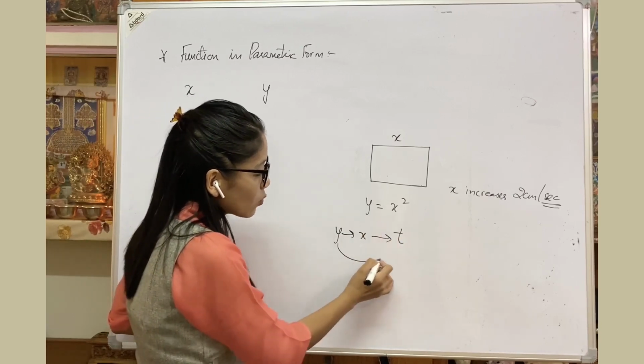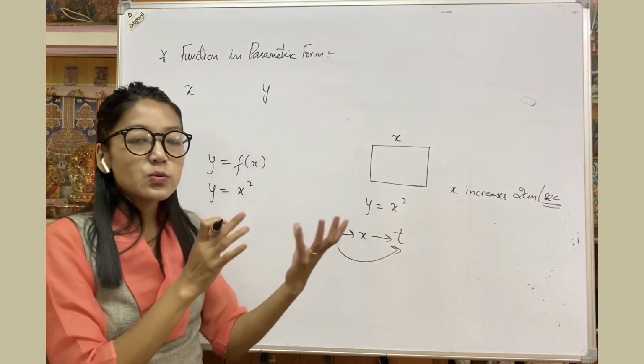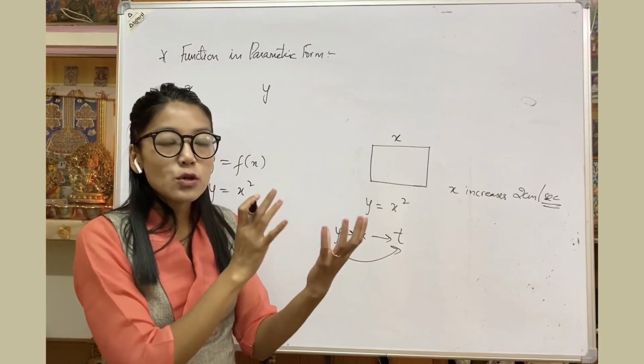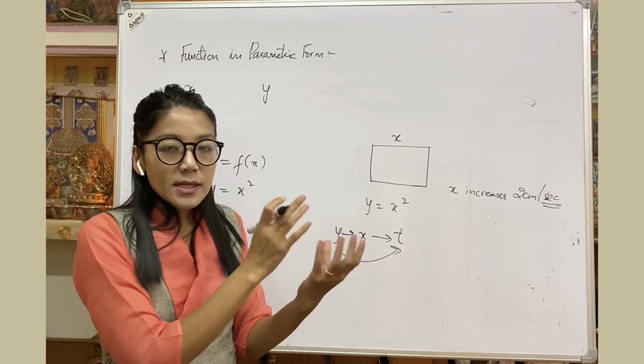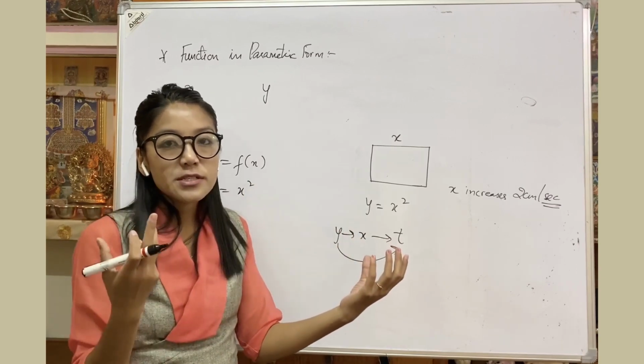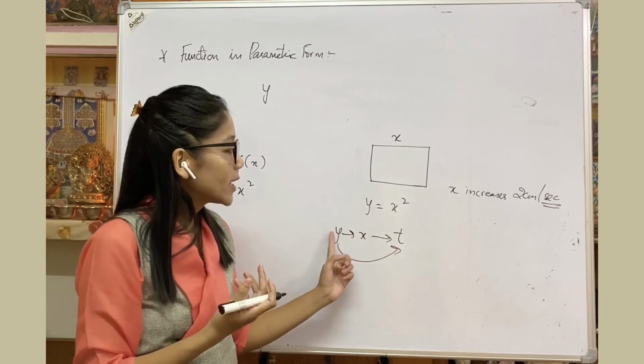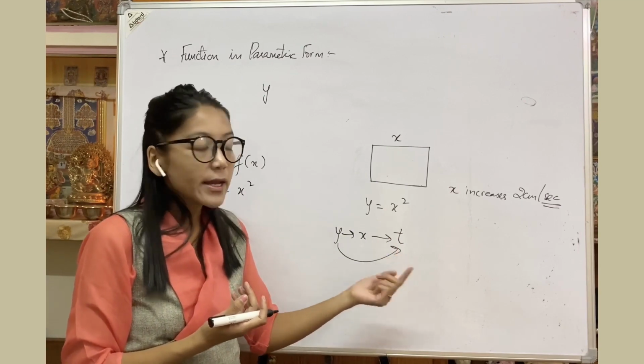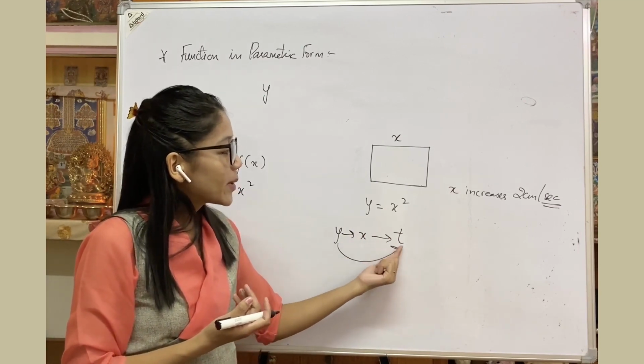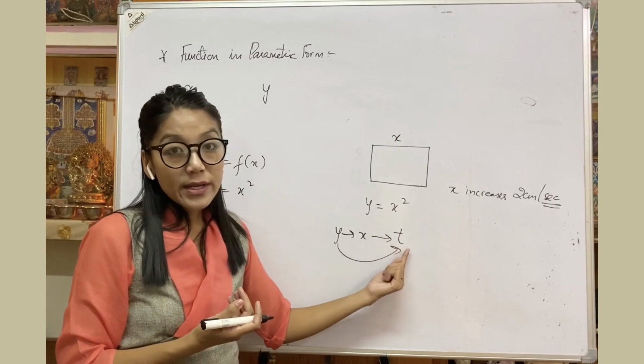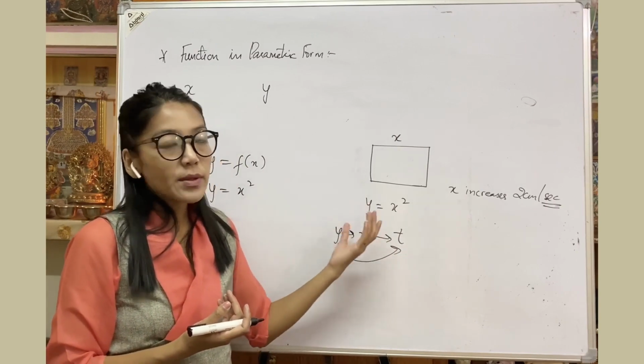So can I say that y is also depending on t? Because when there is some change in t, there will be a change in x, which causes a change in y. So automatically y is also depending on time t, right? So here in this case, x is depending on time, y is also depending on time. Okay, so this is one example I can take.